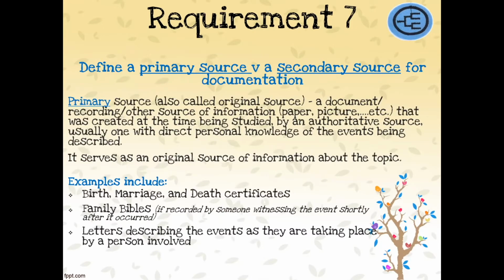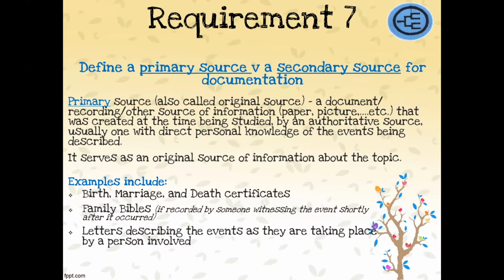It asks us to define a primary source and a secondary source for documentation. Well, a primary source, also known as an original source, is a document or a recording or some source of information, a paper, a picture, that was created at the time by someone in authority with direct knowledge. So it's the first line of contact. It's the person who was at the scene, who was there at the time, who took the picture. They're your primary source of information.